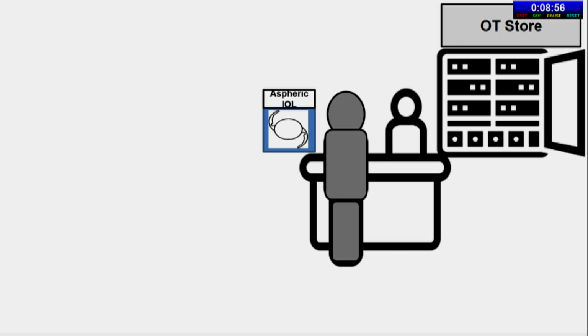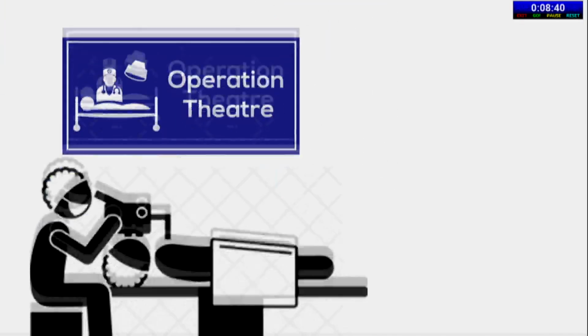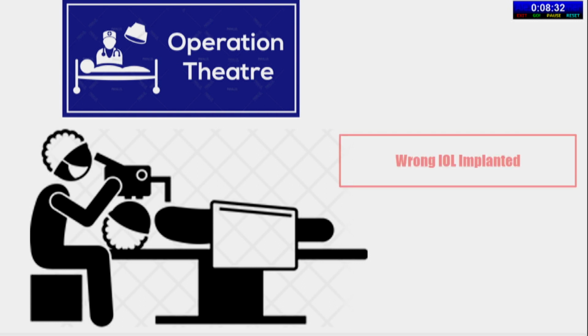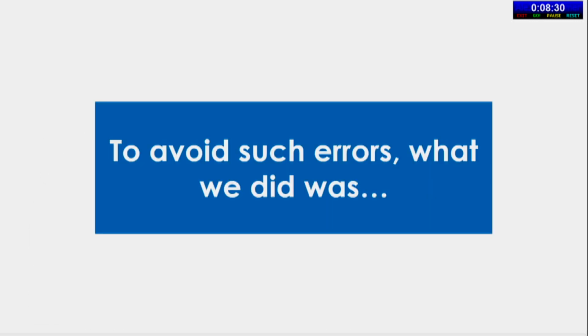circulating nurse goes to the store to get it. Unfortunately, due to some confusion, maybe a look-alike box or just an error at that particular time, an aspheric IOL is handed over to the circulating nurse. This circulating nurse goes back to the operation theater with this. Unfortunately, the assisting nurse and the surgeon do not verify the lens just before the implantation, and a wrong IOL gets implanted. So this is one scenario.